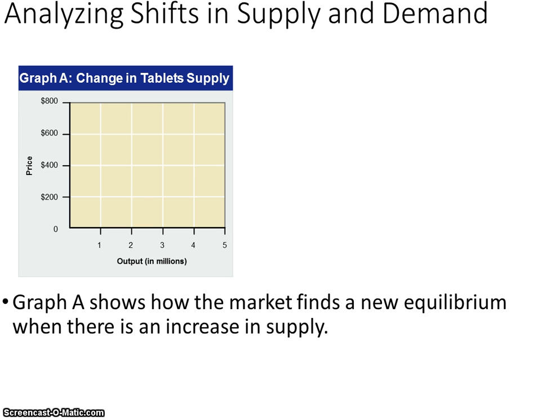When tablets first came out, Apple iPad was the very first one. And when they came out, people were willing to pay $600 for this new device that they thought was pretty cool. Suppliers were able to go ahead and supply at $600. They were able to supply an output of, we'll say, 2 million iPads or tablets. But as technology advances and competition enters the market, there's a lot more supply of tablets on the market. So supply has increased.